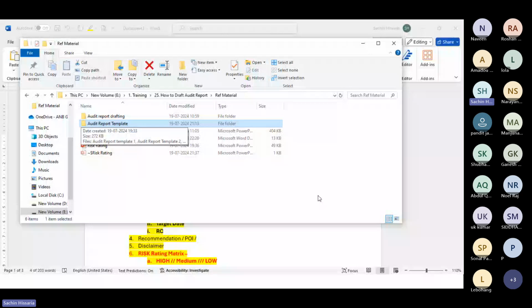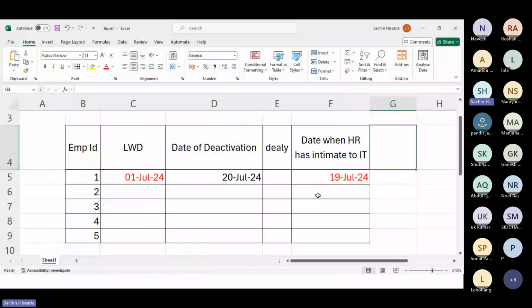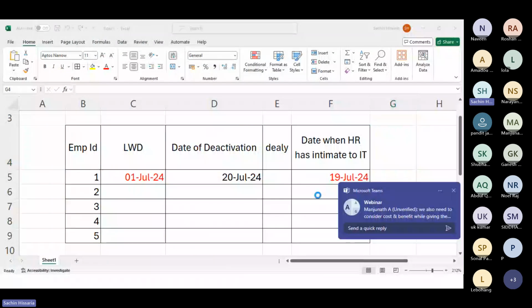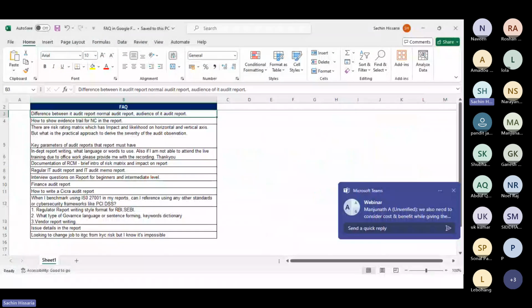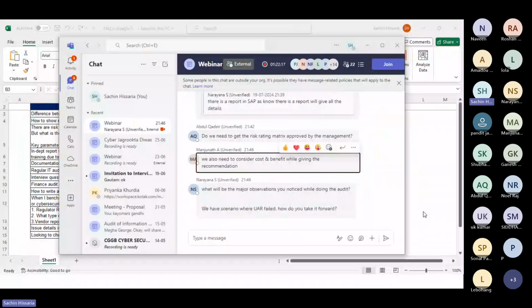Now let me discuss certain FAQs which you shared with me in the Google form. Okay. Yes, Manjuna, definitely we have to consider the cost benefit analysis while giving our recommendations. What will be the major observation if you notice while doing? We have a scenario of UR field. How do you take it forward?